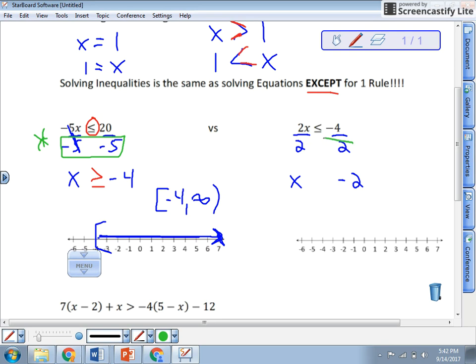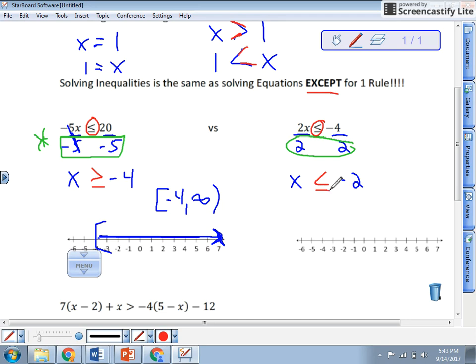Why doesn't it change? Well, what about that negative over there? It's not relevant if we're not dividing by a negative number. We have to divide both sides by a negative. We're dividing both sides by a +2, so the sign does not change. It was less than or equal to. It stays less than or equal to.